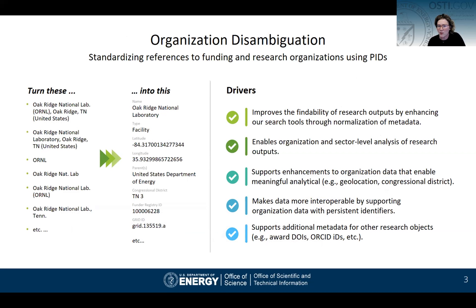disambiguate our organizations by leveraging those persistent identifiers, which helps us standardize the references to our funding and research organizations. As we've added PIDs to our organization authority, we've been able to identify additional pieces of metadata that enable us to provide our end users with more comprehensive data about our research products.